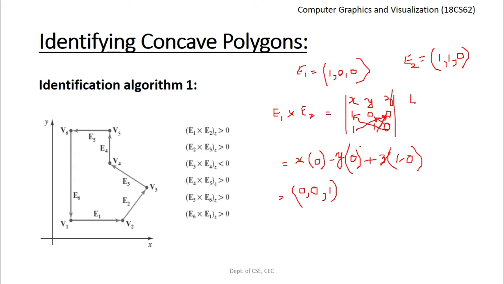For the sake of understanding, let me just write E3. How do you write E3? E3 equal to, the x component is negative because we are moving from right to left, right? So it will be minus 1, y component will be plus 1, z component will be 0. So you can just find out E2 cross E3 using the same determinant equation, and we will find that the z component will yield a positive value. What about E3 cross E4? Let us find out.